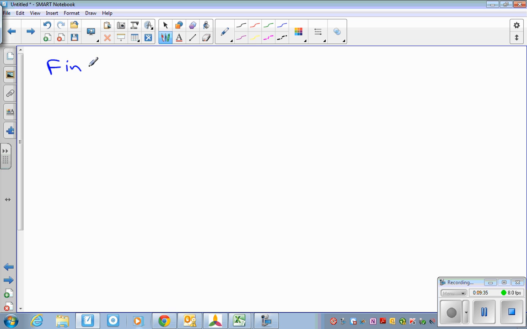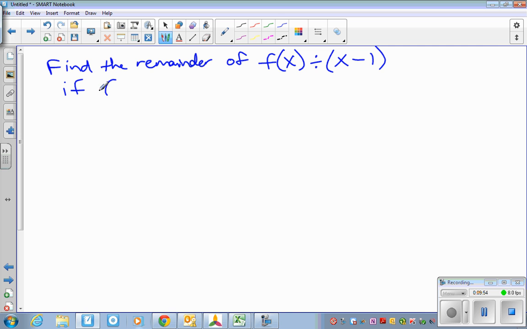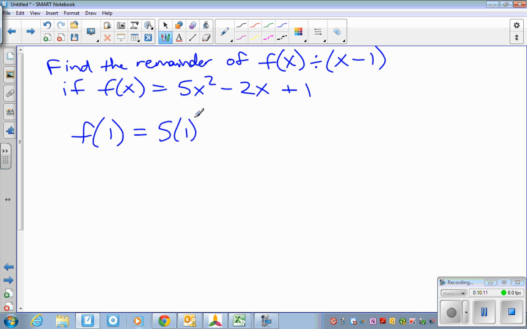So just another quick example. Find the remainder of f of x divided by x minus 1 if f of x equals 5x squared minus 2x plus 1. Well, now x minus root, the number we're plugging in is 1. So f of 1 is going to be 5 times 1 squared minus 2 times 1 plus 1. And this is 5 minus 2 is 3 plus 1. This is 4. And so the remainder is 4. Without having to do synthetic division at all.